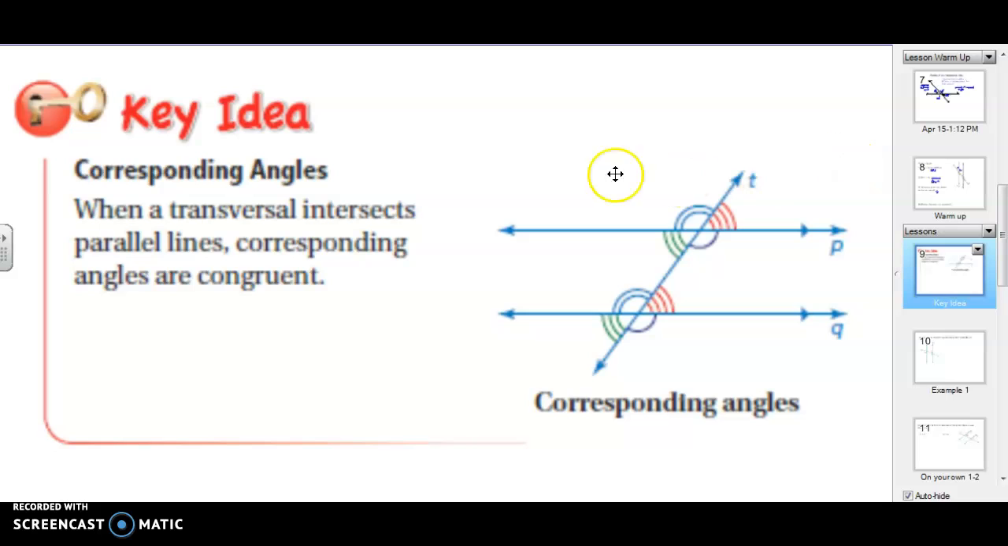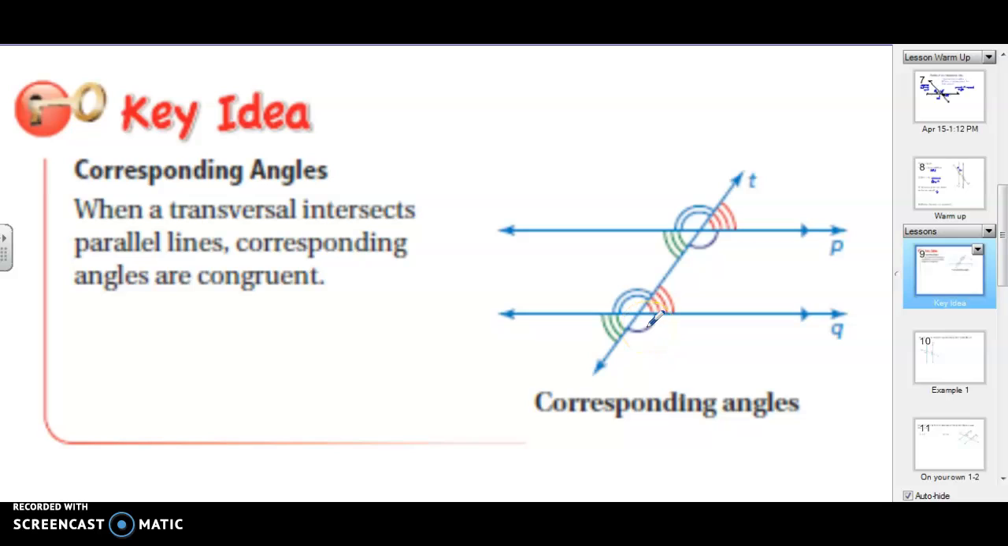So one of the angle relationships is called corresponding angles. So when a transversal intersects parallel lines, corresponding angles are congruent. So corresponding angle, what it means is that it's in the same position out of the 4 angles. So we have these 2 parallel lines, P and Q. They're cut by a transversal T. So on the top here, when this line is intersected by the transversal, we have 4 angles, right? We have a top right angle, a top left, a bottom left, and a bottom right. And here we also have a top right, a top left, a bottom left, and a bottom right.